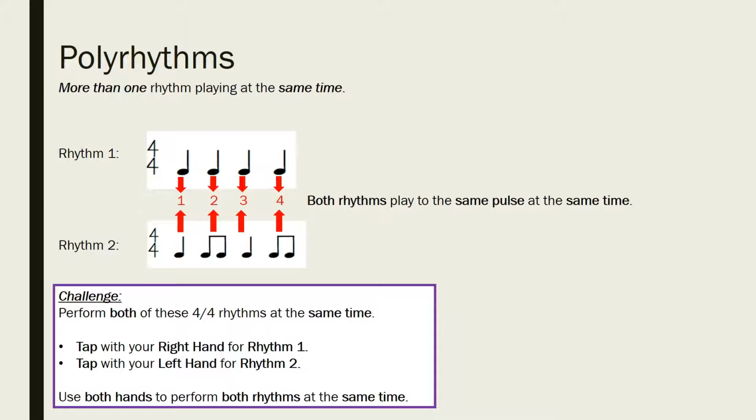1, 2, 3, 4. Like that. So use both your hands to perform both rhythms at the same time. Take your time with it. Make sure you have a slow pulse. Don't rush it. Make sure that your pulse is very, very strong.